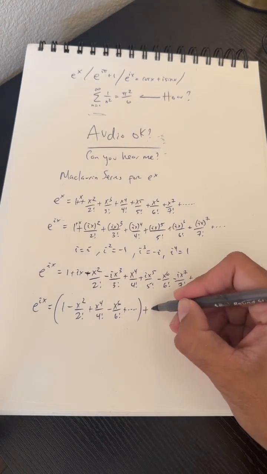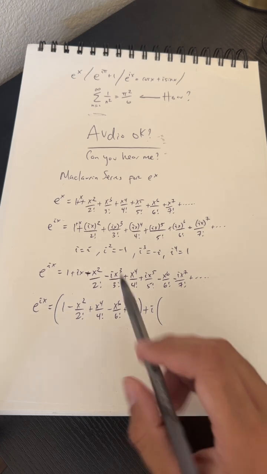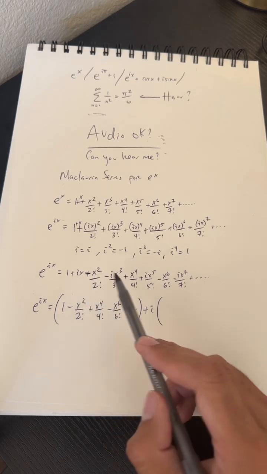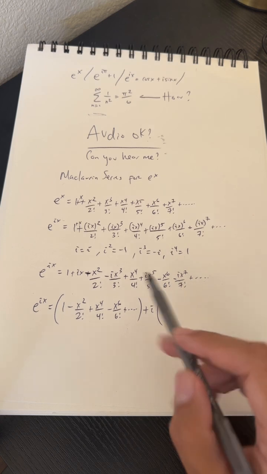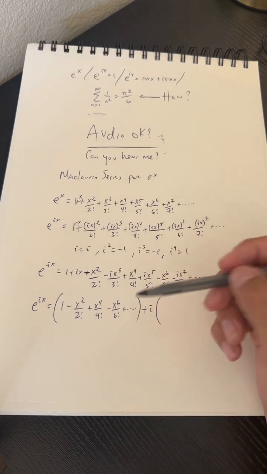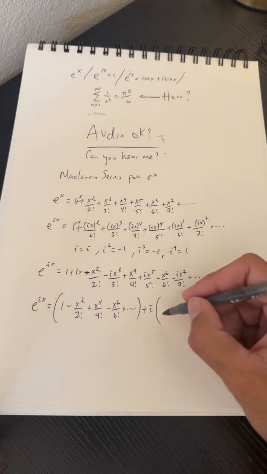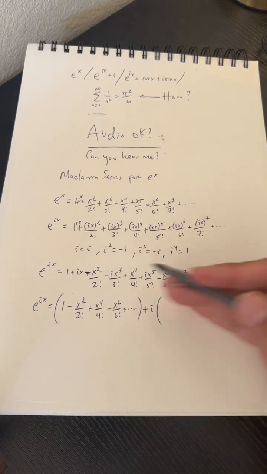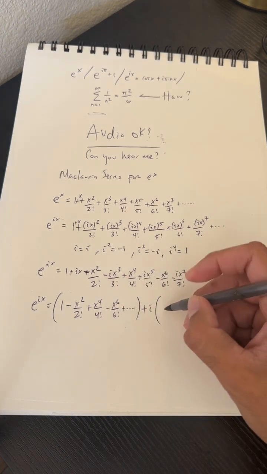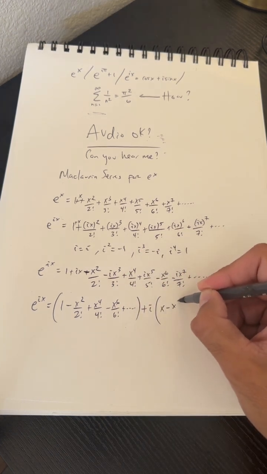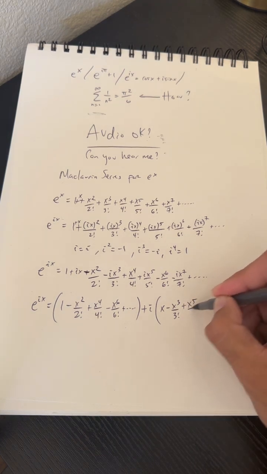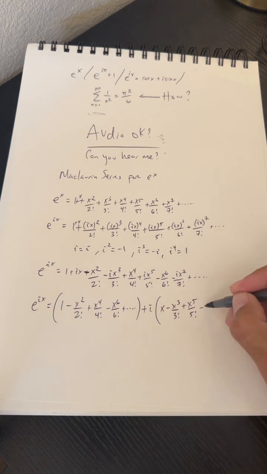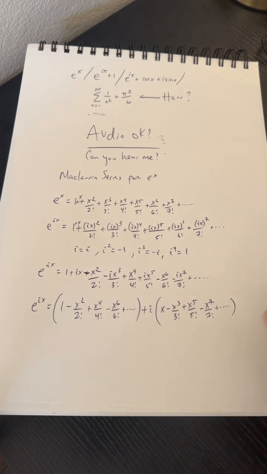And then now I'm going to group the ones that do. So I'm going to put an i in the front. And then I notice that the x cubed, the x to the 5th, x to the 7th. So you'll see a pattern here that it's always all the ones that have odd powers that we're going to group together. And basically that's just the rest of the series. So this is going to be x minus x cubed over 3 factorial plus x to the 5th over 5 factorial minus x to the 7th over 7 factorial, on and on.